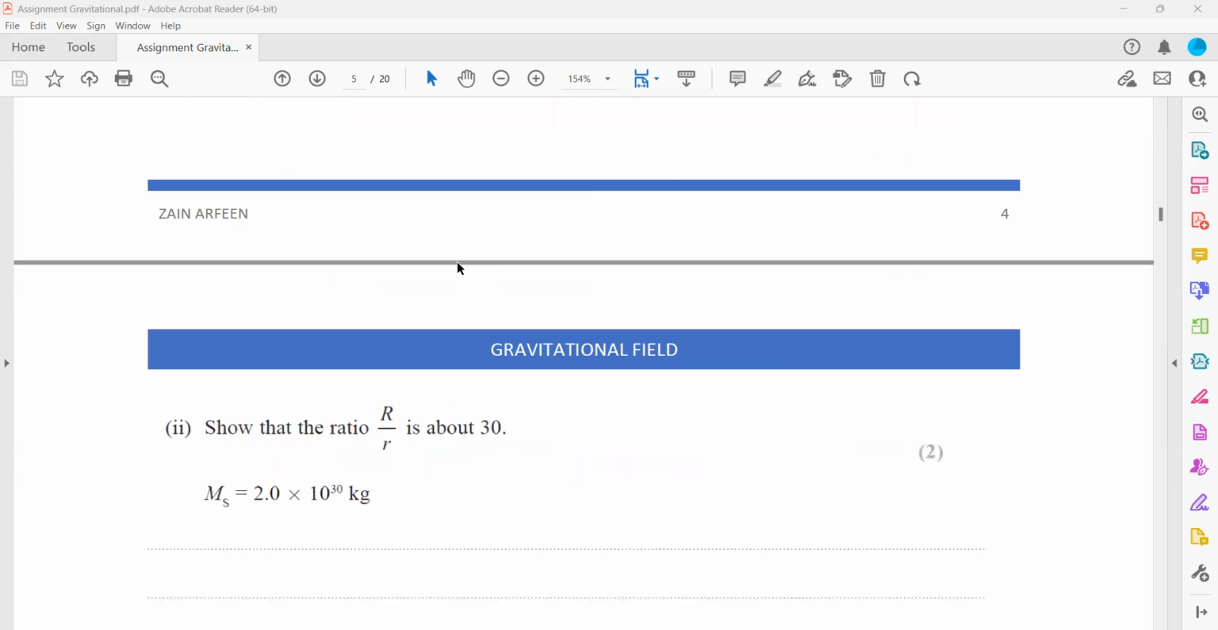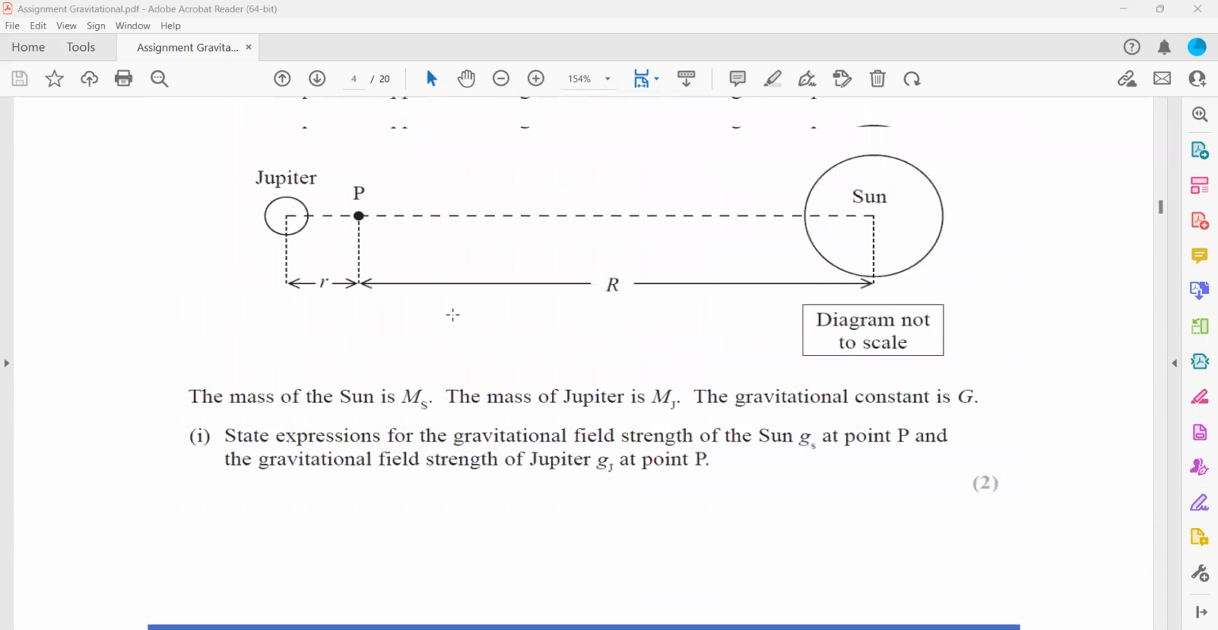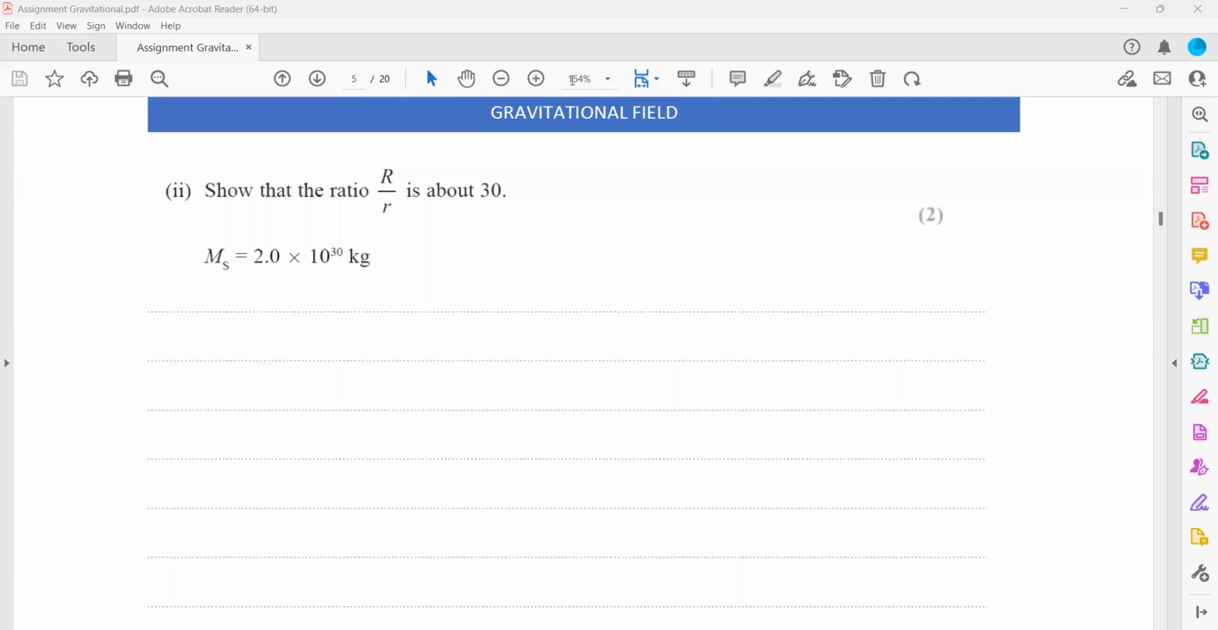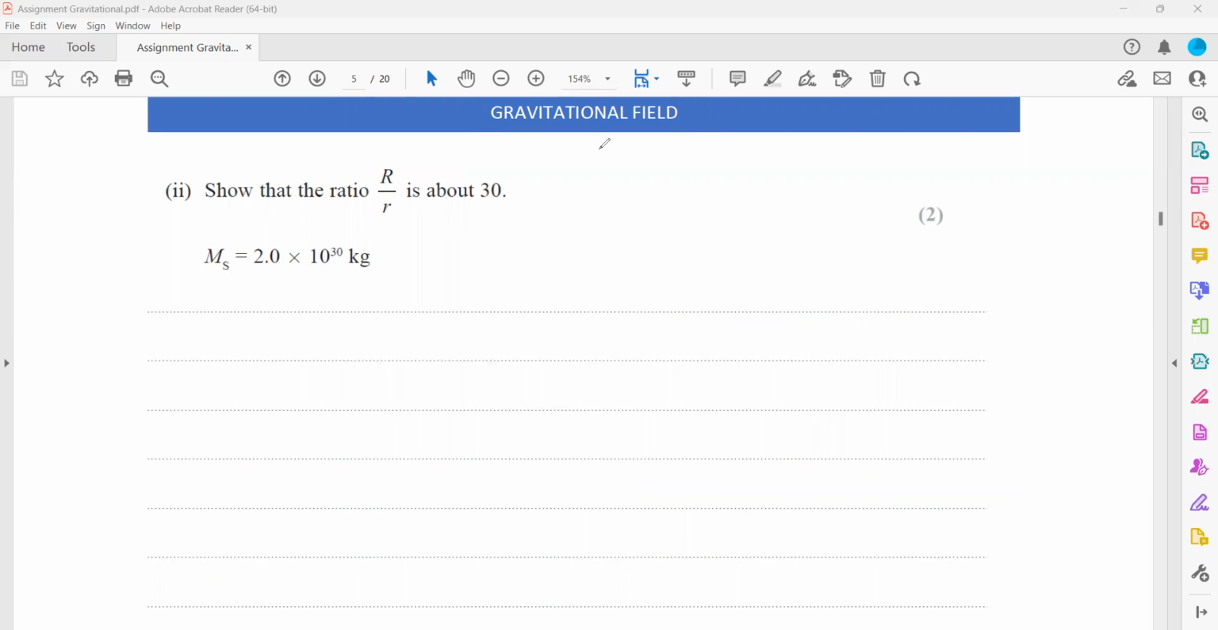The next part: show that the ratio of capital R over small r is about 30. The mass of the Sun is given, and the mass of Jupiter is already there, and we wrote these two expressions. The gravity of Jupiter is equal to capital G, the mass of Jupiter, over small r squared, and the gravity of the Sun at that point P is equal to the gravitational constant times the mass of the Sun over capital R squared. And at that point P, the gravity of Jupiter is the same as the gravity of the Sun.